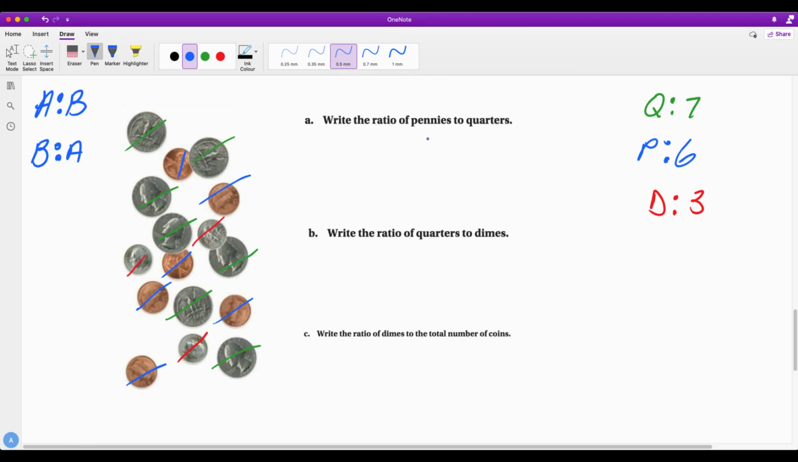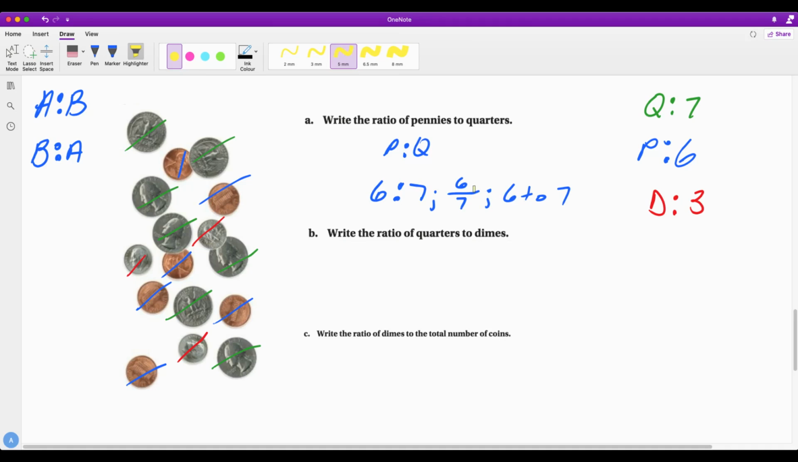So we know that we need to go from pennies to quarters. So I'm going to write my ratio like this, P to D, right? So then I look and say, okay, how many pennies did I have? I had 6. I'm sorry, quarters, not dimes. I don't know why I put D. So it would be P to Q. So I have 6 pennies. And how many quarters do I have? I have 7. So you could write your answer as 6:7. You can write it as 6 to 7, or you can write it as 6/7.